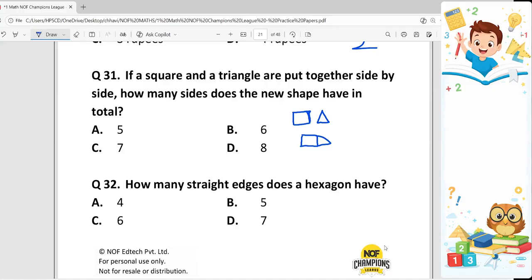So let's see how many sides we can see from this. This is 1, okay, this is 2, this is 3, this is 4, this is 5. So our correct answer is option A.